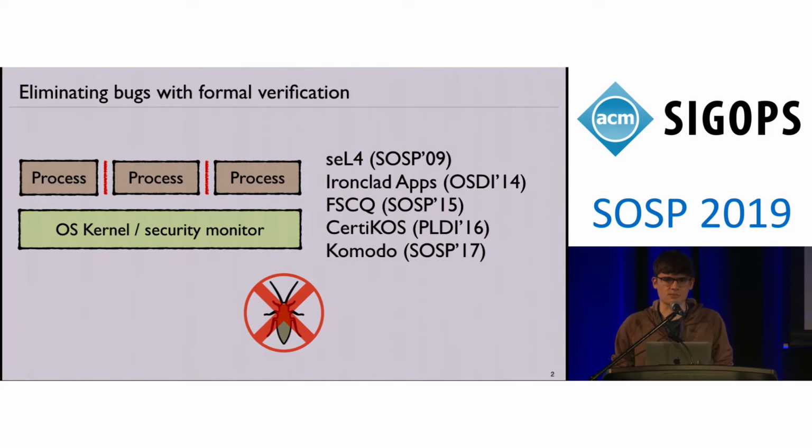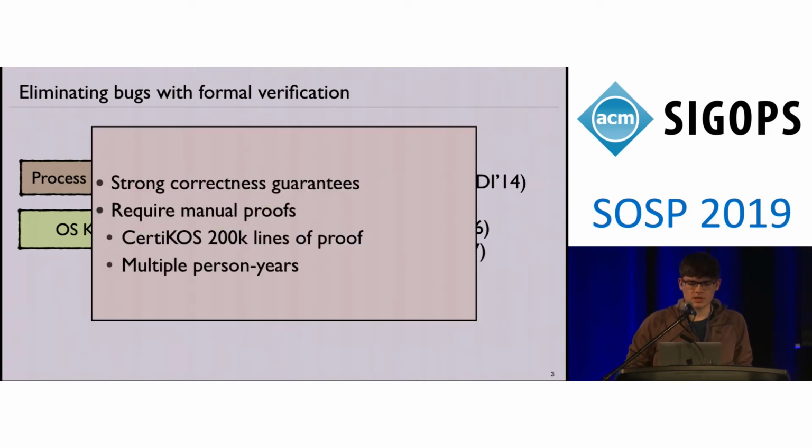Because of this problem, recently we've seen many successful examples of how to apply formal verification to systematically eliminate bugs from these types of systems. This has the great advantage that it provides strong correctness guarantees about these systems. However, it often requires significant effort on the part of the developer, usually in the form of manual proofs. One example of this is CertiKOS, which has about 200,000 lines of proof. And these systems can often take multiple person-years to develop.